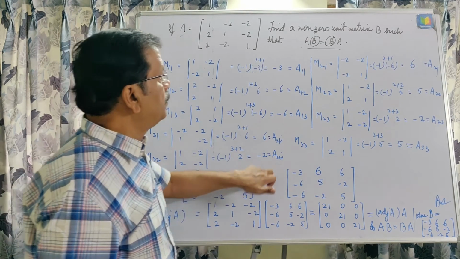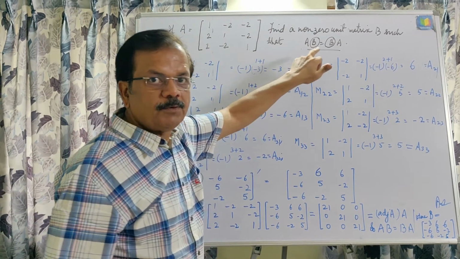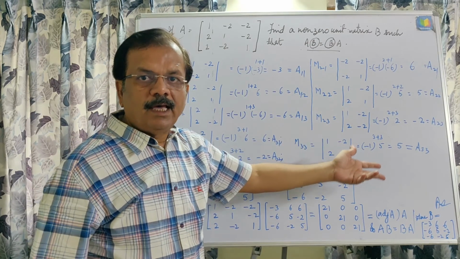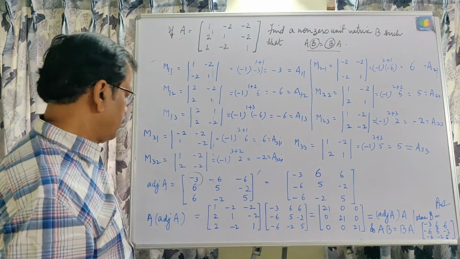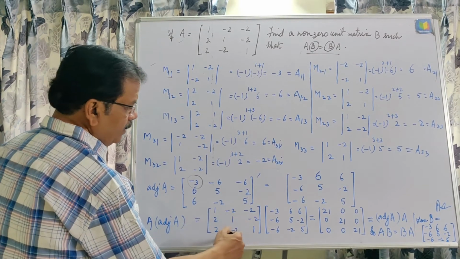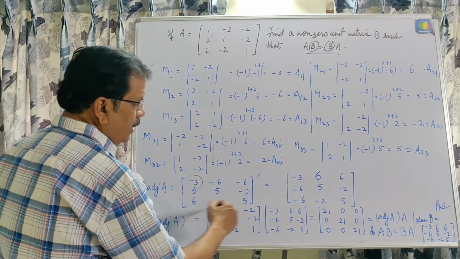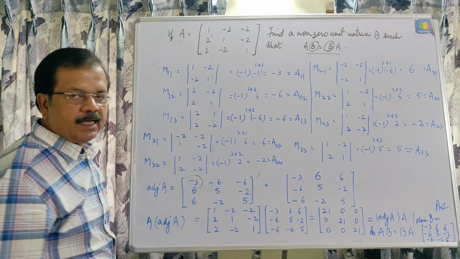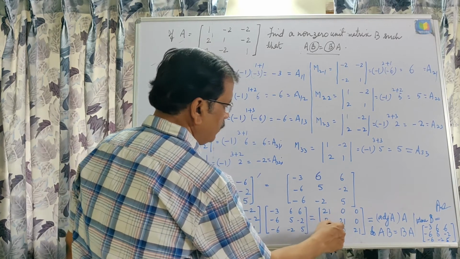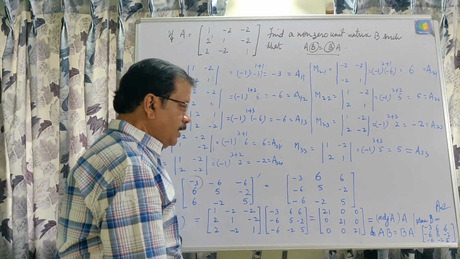Obviously this value will be the value of B, but we have to show whether AB is equal to BA, that is, whether both values are equal or not. That is A adjoint A. After multiplying, this is 3 cross 3 by 3 cross 3, corresponding elements are multiplied and added, and we are getting 21, 0, 0; 0, 21, 0; and 0, 0, 21.